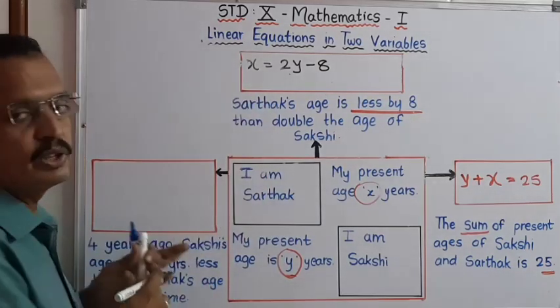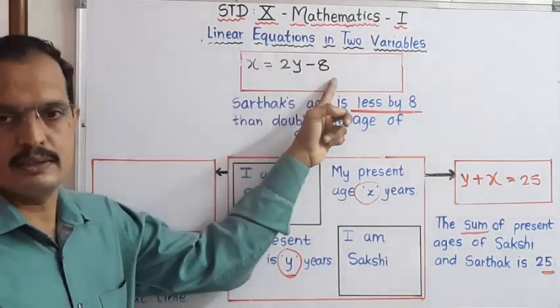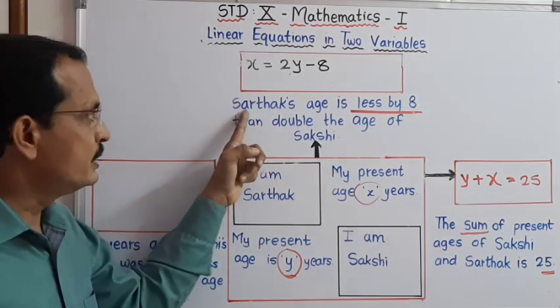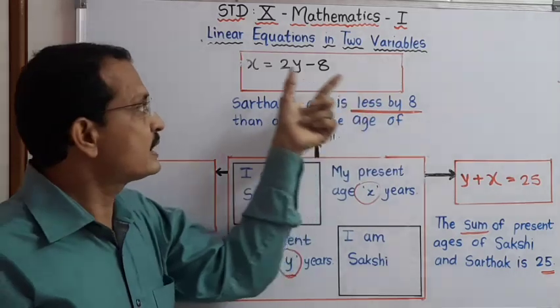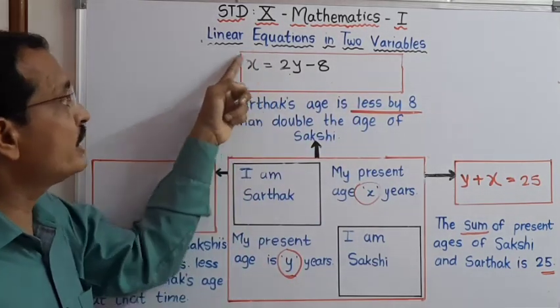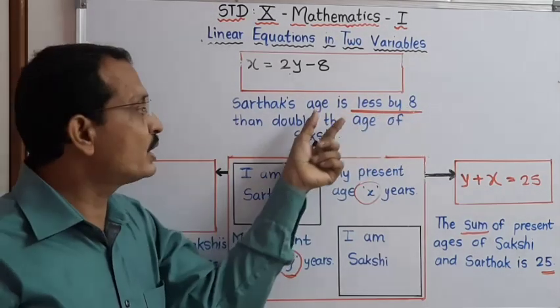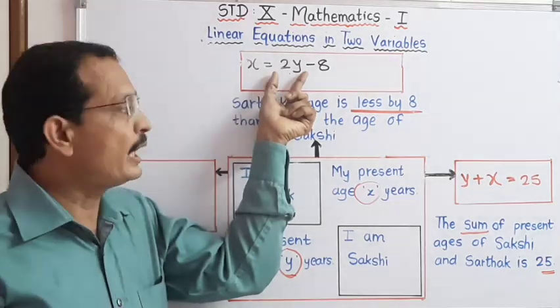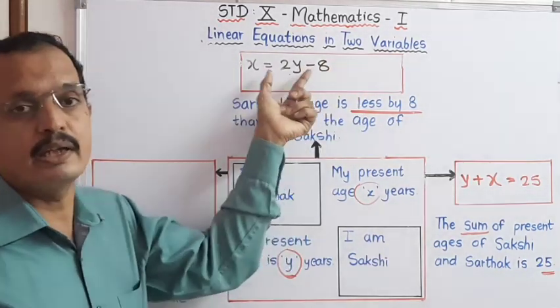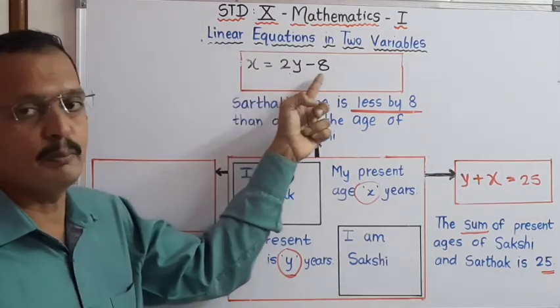Therefore we get the equation here X is equal to 2Y minus 8. That means see, Sarthak age is less by 8. Sarthak age is x. Then how the x comes? It is by subtracting 8 from the double the age of Sakshi. Therefore, we make the double of Sakshi's age, and from that we subtract that, we will get the age of Sarthak. Therefore, the equation is x is equal to 2y minus 8.